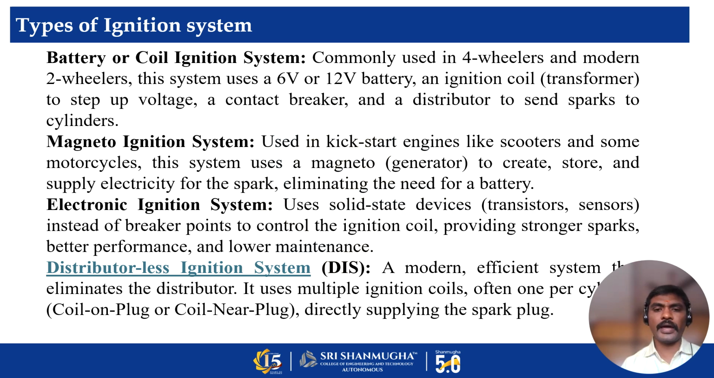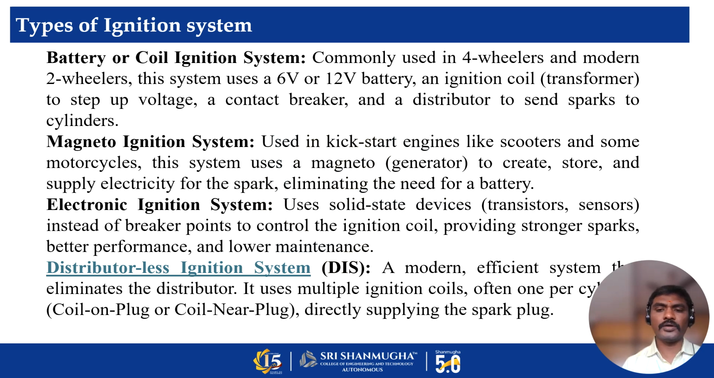Magneto ignition system is used in kickstart engines like scooters and some motorcycles. This system uses a magneto generator to create, store, and supply electricity for the spark, eliminating the need for a battery. Electronic ignition system uses solid-state devices, transistors, and sensors instead of breaker points to control the ignition coil, providing stronger spark, better performance, and lower maintenance. Distributor-less ignition system is a modern efficient system that eliminates the distributor. It uses multiple ignition coils, often one per cylinder, directly supplying the spark plug. These are the different types of ignition system.